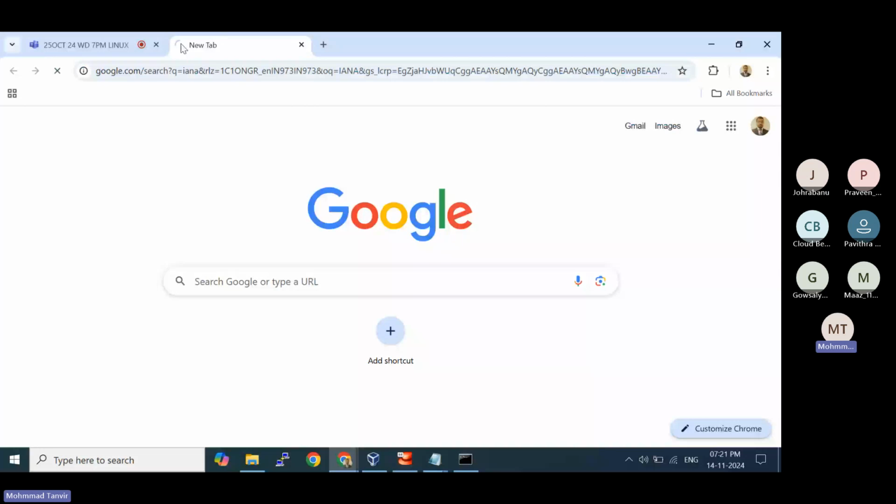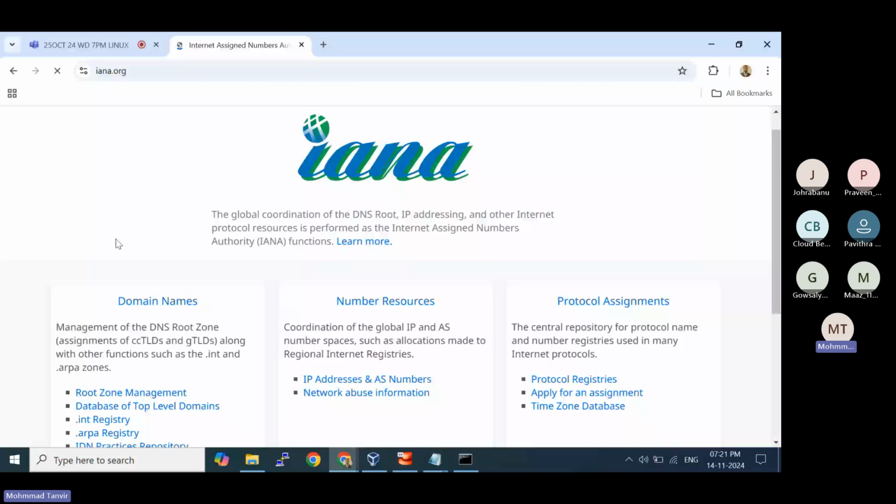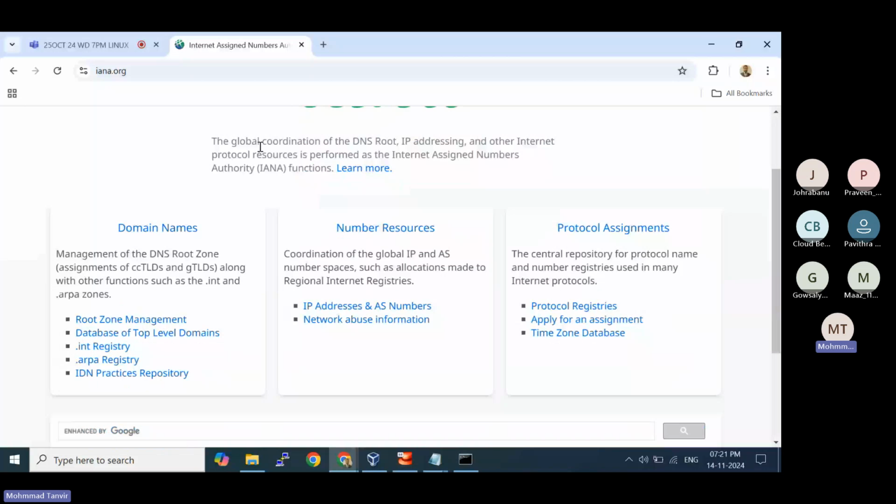So IANA is an organization in California, US, and its task is the global coordination of the DNS root, IP addresses, and Internet Protocol resources. Okay, so these are the three main tasks performed by IANA.